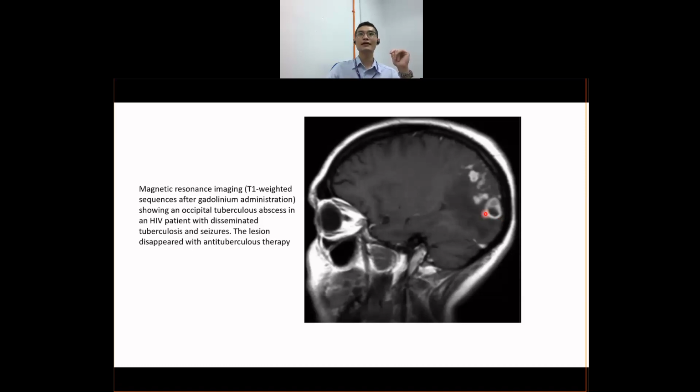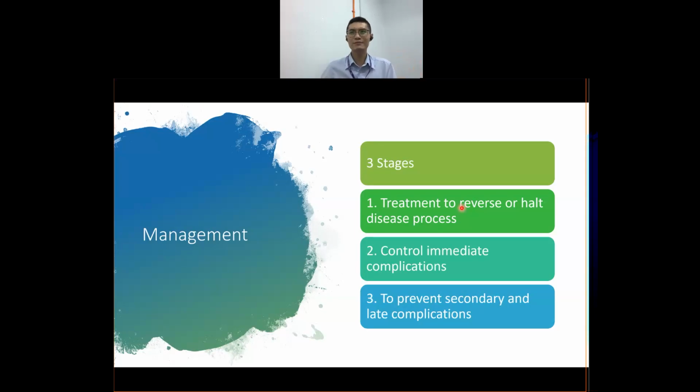Okay, so how do we manage all these CNS infections? Okay, it is too brief for me to tell you in 15 minutes lah. But the main concept is, number one, you need to reverse or stop the disease process. You need to be able to diagnose and address the complication. Okay, and also at the same time prevent late complications. So these are the principles of management of bacterial, viral, or fungal, or tuberculous meningitis or encephalitis.